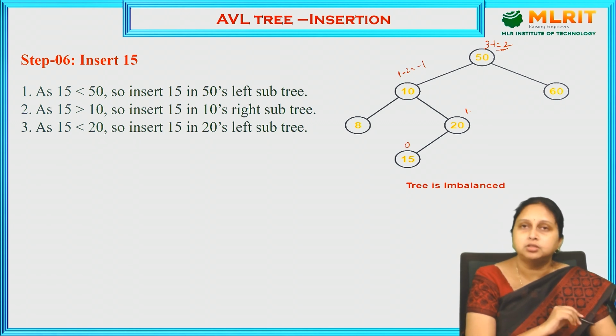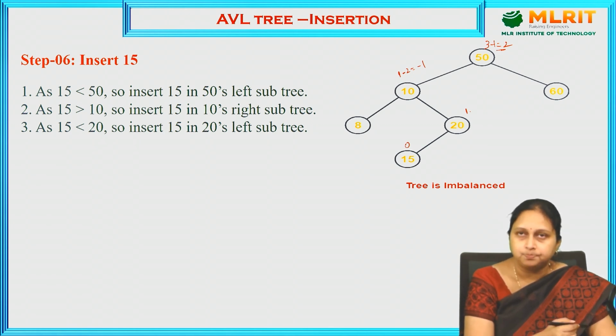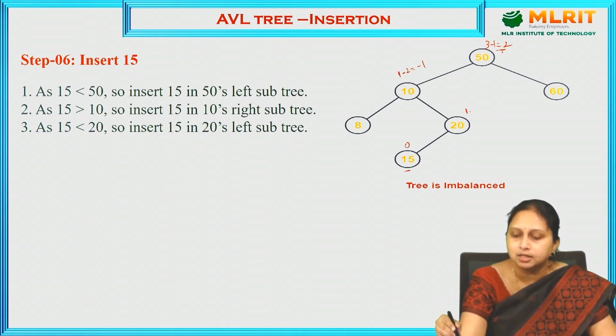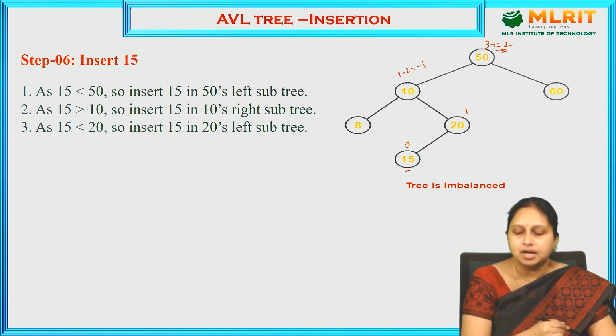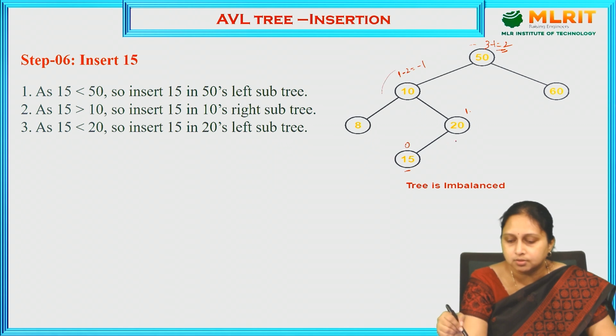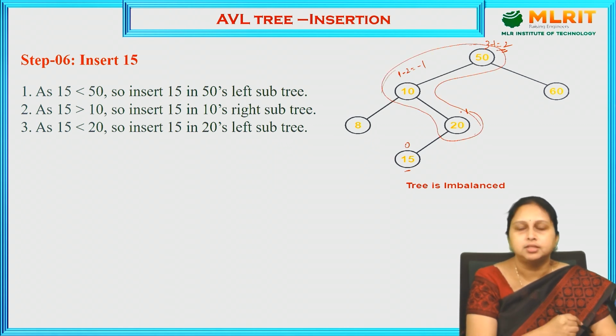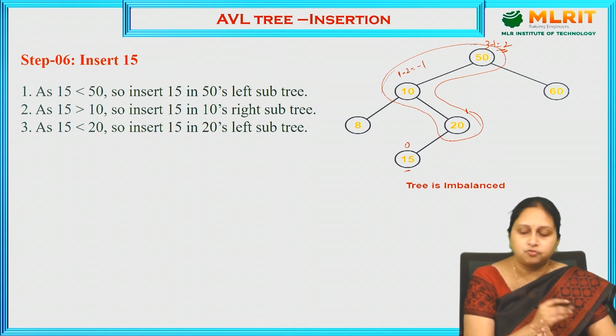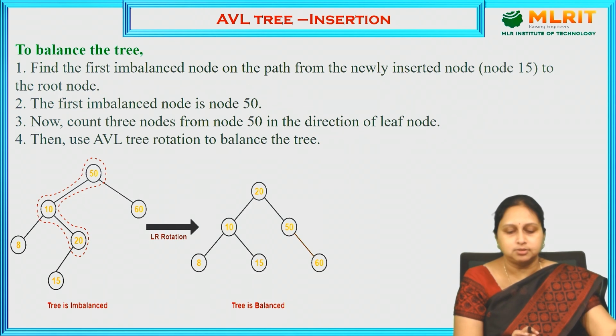Now, which 3 nodes do I need to select for balancing the tree? I have inserted the node here. Where am I getting the imbalancing? Here. The imbalancing is at the root node. Right? Because of this, we need to select these 3 nodes for balancing the tree. Let us see.